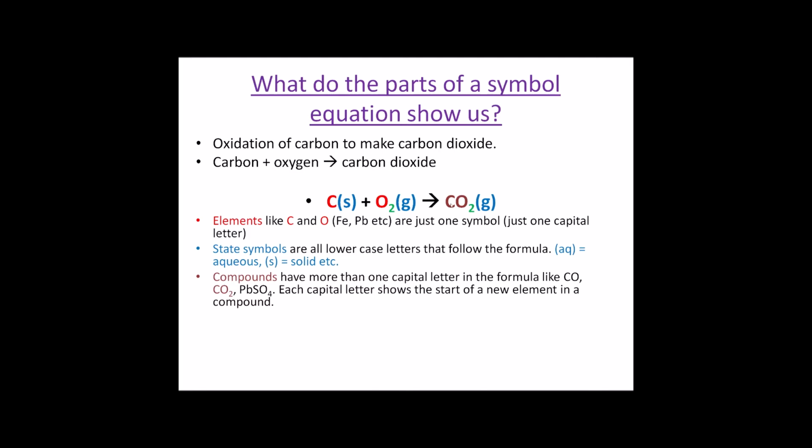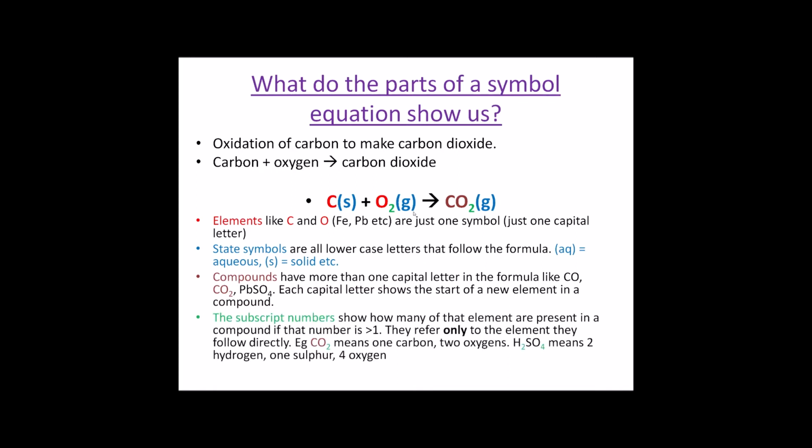So C, carbon, O, oxygen. Okay, so we've got two oxygens here because we've got a 2 after it. In carbon monoxide, we've got CO, 1 carbon, 1 oxygen. CO2, 1 carbon, 2 oxygens. PbSO4, capital P followed by a lowercase b, so that is 1 element, that's lead, Pb. S, sulfur, 1 of those. O4, so 4 oxygens. So 1 lead, 1 sulfur, 4 oxygens. So each capital letter shows the start of a new element in the compound.